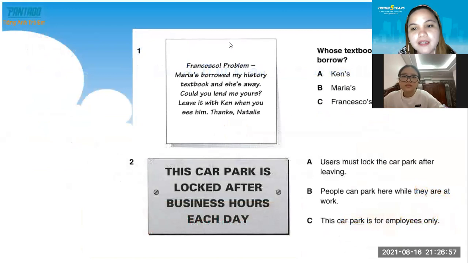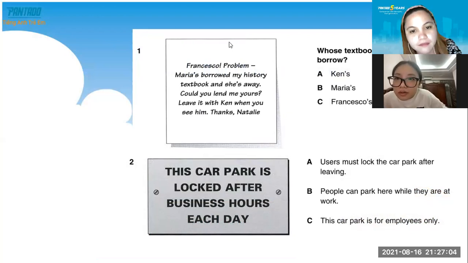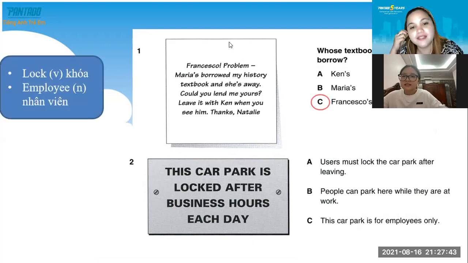All right, can you read number 1, please? And let's answer the question after it. Francesco, problem. Maria's wrote my history textbook and she's away. Could you lend me yours? Leave it with Ken when you see him. Thanks, Natalie. Okay, so whose textbook does Natalie want to borrow? I think it's Francesco. Yes. Okay, it's Francesco. Very good.